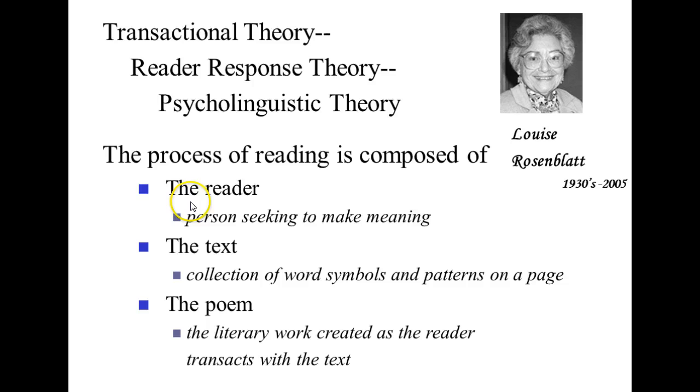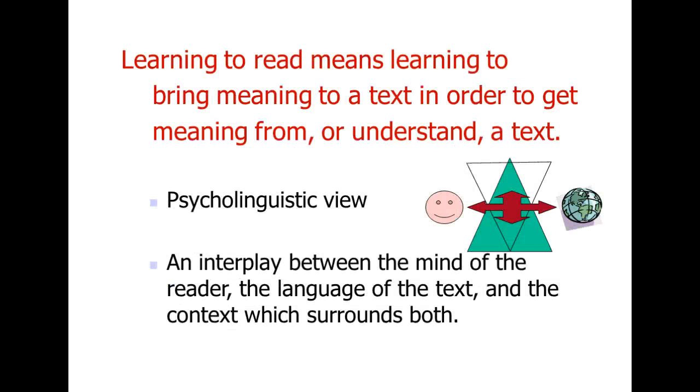She proposed that every reading act consisted of the reader, who's the person who wants to make meaning; the text, which is a collection of words, symbols, and patterns on a page produced by an author; and the poem, which in her mind isn't a poem like we think. It's whatever is created when the reader transacts with the text. So when these two transact together, the resulting meaning is the poem. And this kind of summarizes that particular theory.